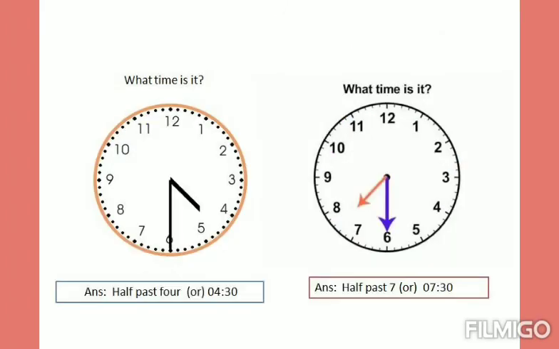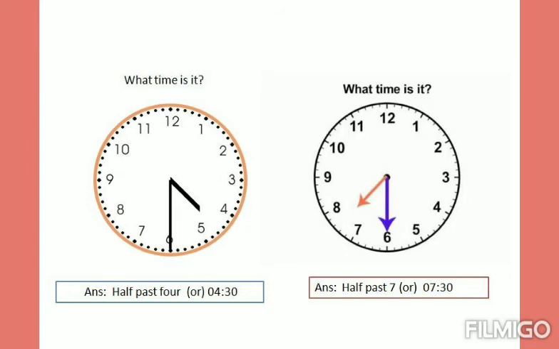Here is another example, children. Look at the first clock. Here we have the hour hand between 4 and 5, and then the minute hand at exactly 6. So we have to calculate the minutes now. If it is at 6, you just calculate by 5 table. 6 5s are 30. So 30 minutes have passed. So the minute hand is at 6 means 30 minutes have passed. So we can read the time as 4:30.